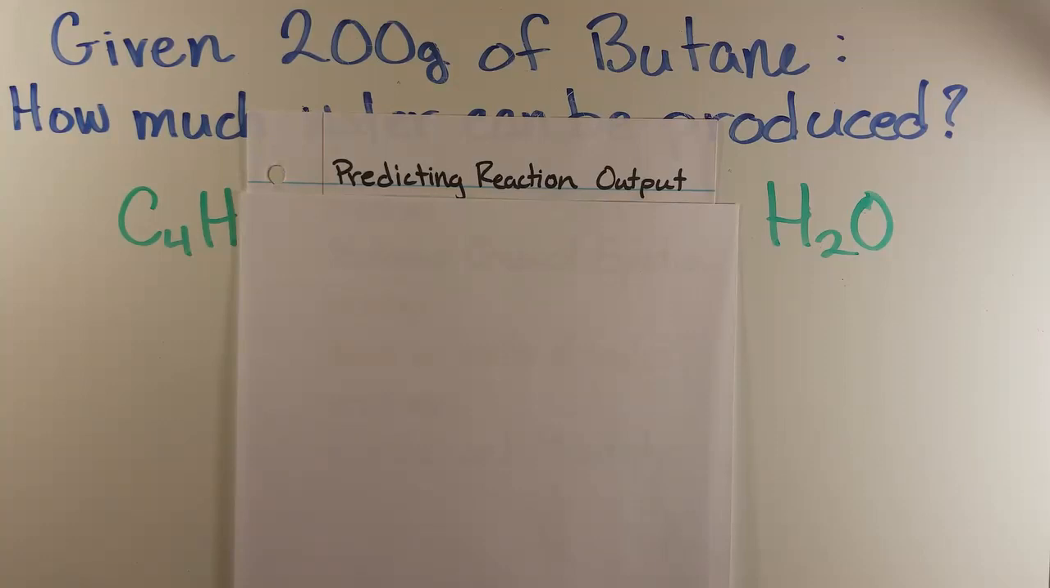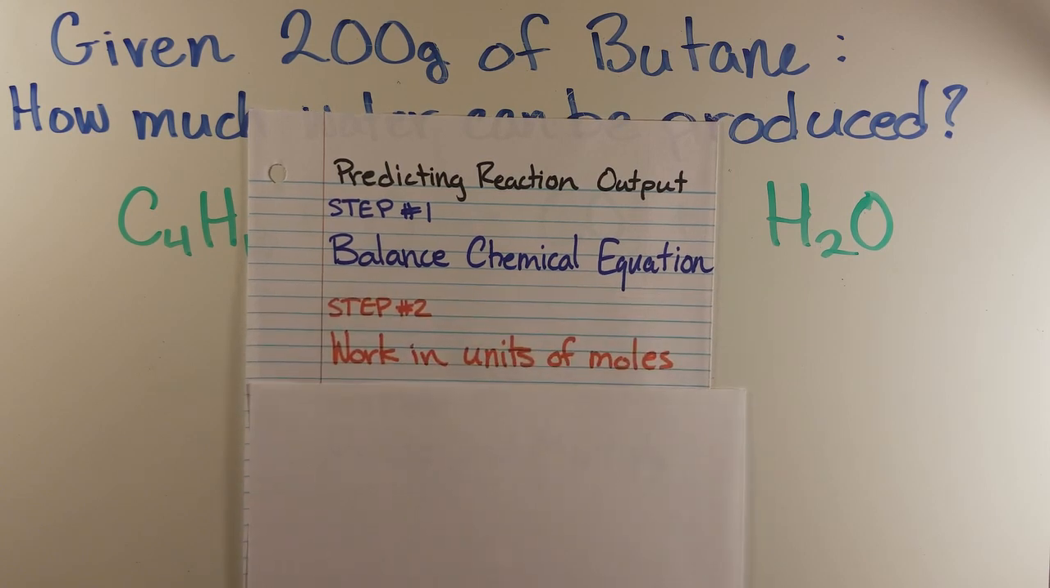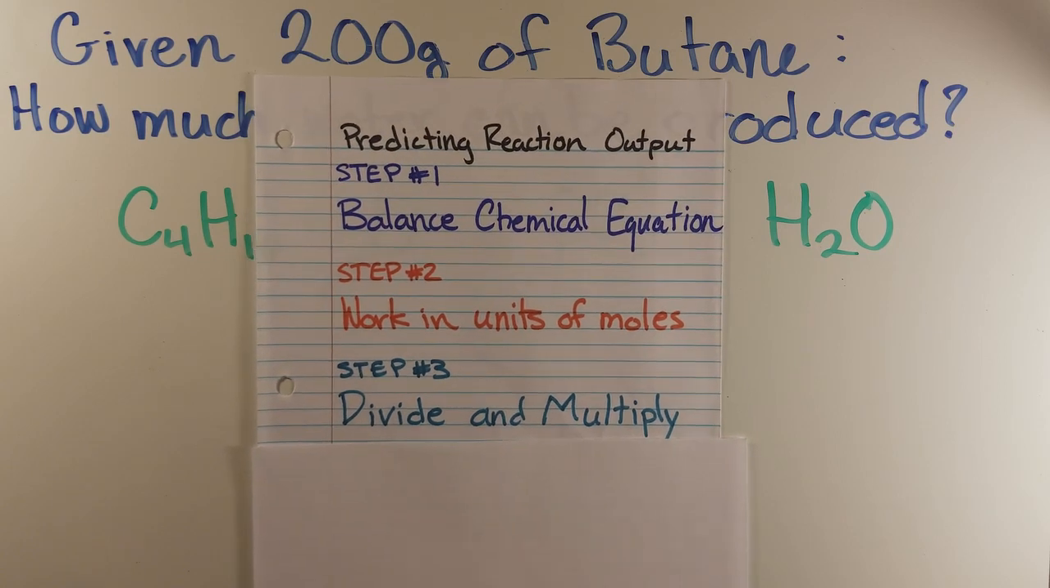Today I will be covering predicting reaction output. I summarized this process into 3 simple steps. Step 1, balance chemical equation. Step 2, work in units of moles. Step 3, divide and multiply. If you're unfamiliar with balancing chemical equations or working in the units of moles and converting between grams and molecules, you can check out my earlier videos where I cover those topics.